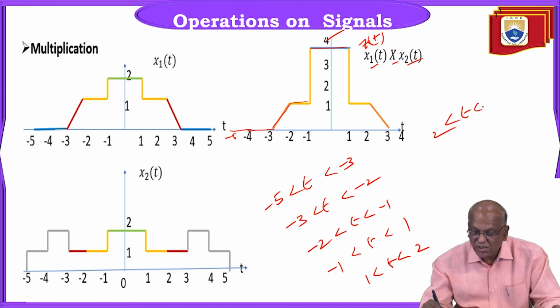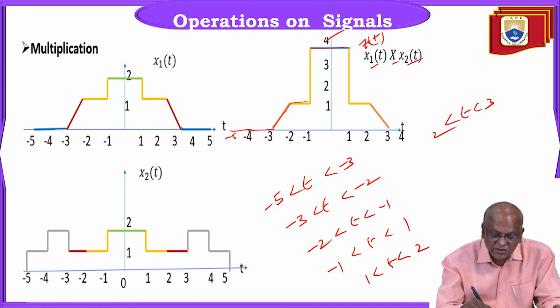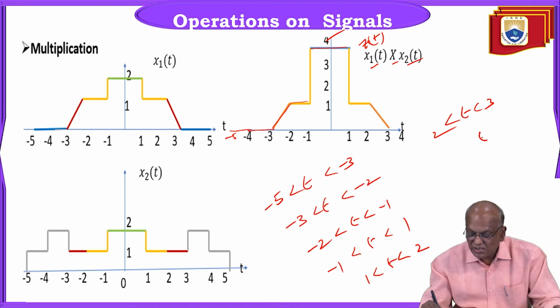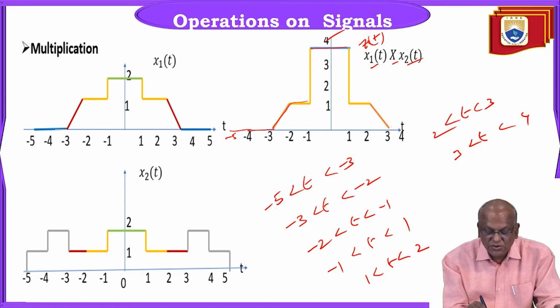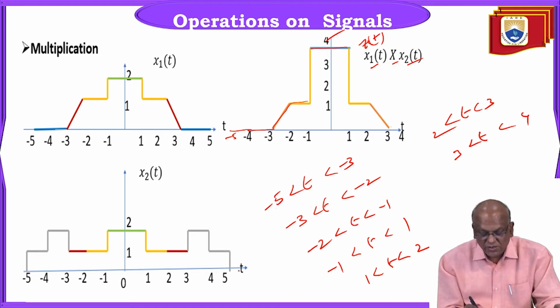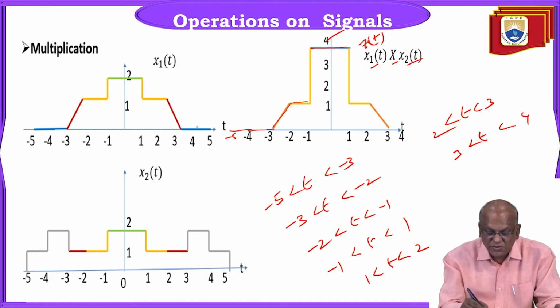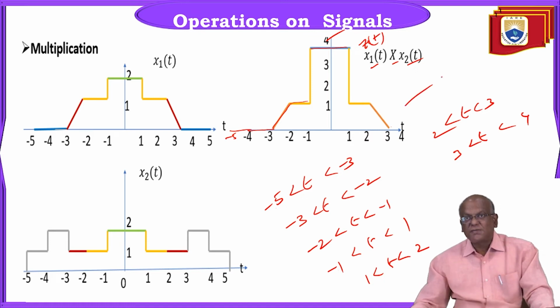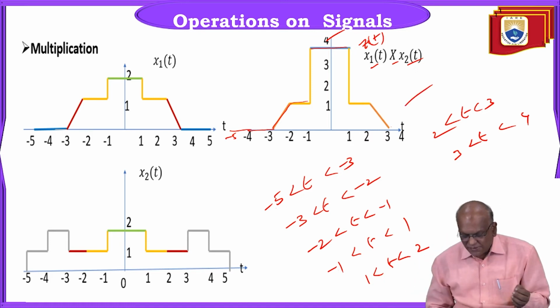Between the interval of 2 and 3, there is a red line, which indicates the slope line. The slope line is multiplied with the x2 value, equal to 1. 1 into the slope line again becomes the same, so we get the same slope. Next, t between 3 and 4: x1 equals 0, when x2 equals some value, 1 into 0 is also 0. From 4 to 5 also, x1(t) equals 0, and x2(t) has some value. Any value multiplied with 0 is also 0. That's why you get the 0 line. This is about the multiplication operations performed on signals.